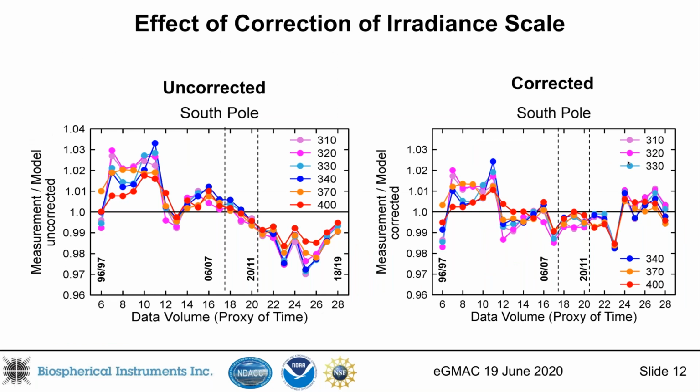On the left side is the uncorrected plot, which you have seen before, and on the right side is the corrected plot. And as you can see, the trend between 2006, 2007, and 18, 19 is more or less gone, and the variability here is within plus minus 2%. That's about as good as we can do considering the uncertainties that are involved in those measurements.